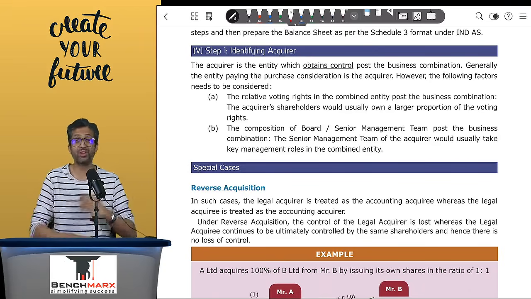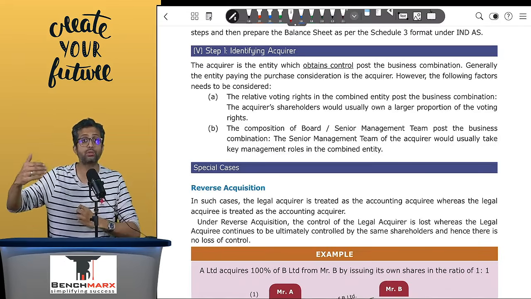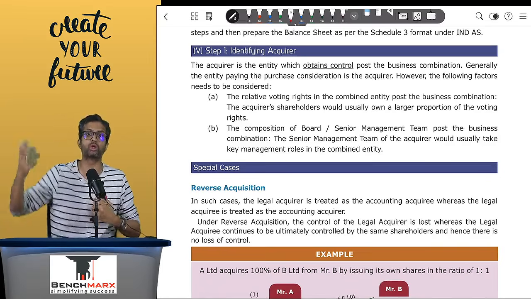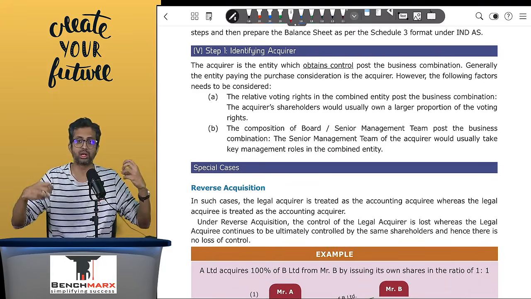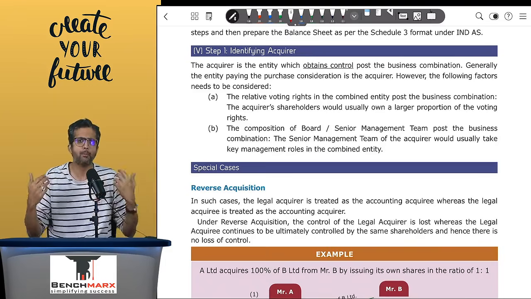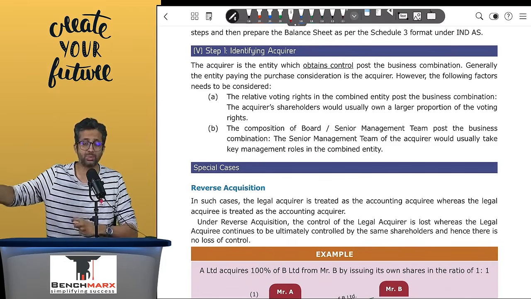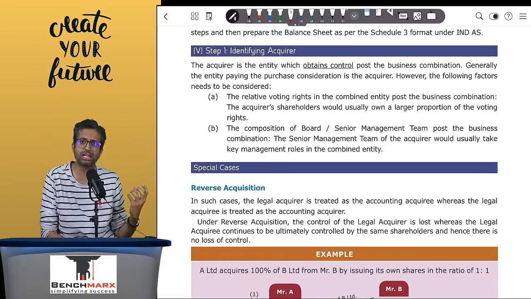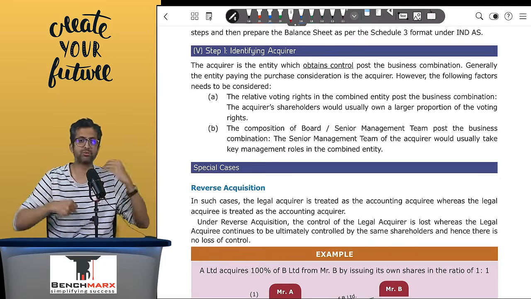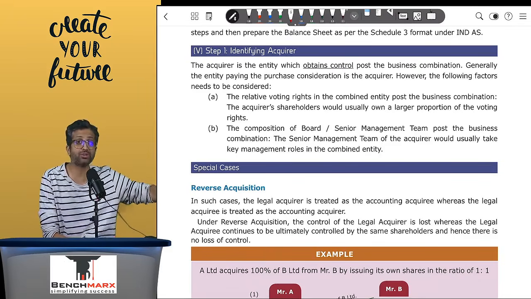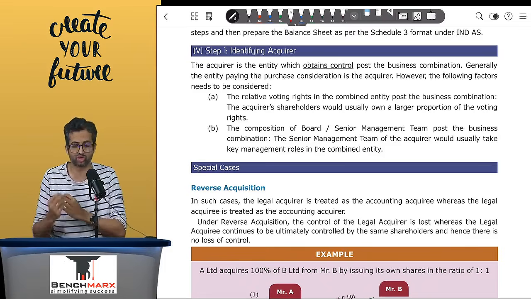When can this happen? Well, there are various cases where it is possible that in the post-combination entity, the shareholders of the so-called legal selling company become controlling shareholders. Generally this can happen if a smaller company tries to acquire a larger company by issuing its own shares, in which case, post the transaction, the shareholders of the so-called legal selling company will get more than a 50% stake in the post-combination entity. Hence they will continue to control their old business, but they will also obtain control of the business of the legal acquirer. Such transactions are called reverse acquisitions, which need to be checked for carefully.